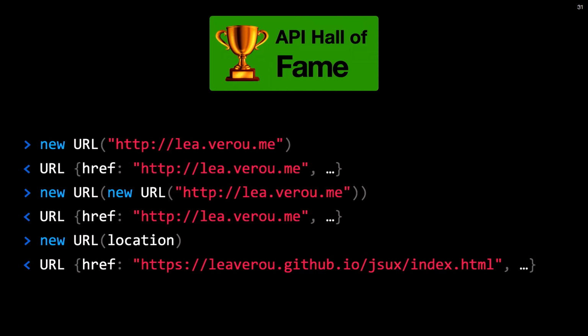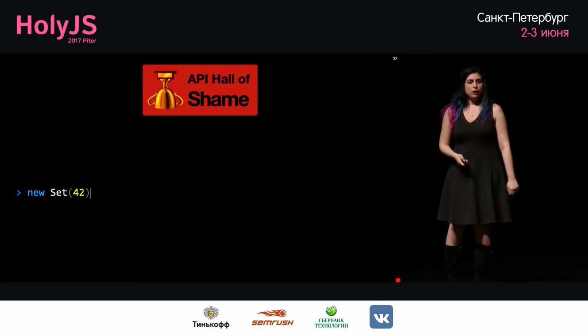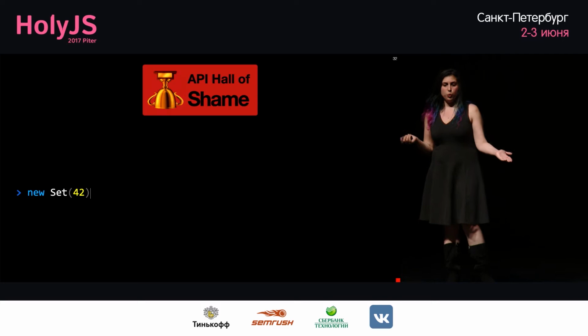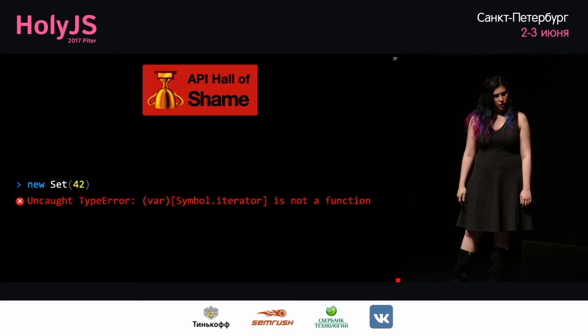Contrast that with, for example, the Set constructor. The first time I used the Set constructor, I wrote something like this. And this was obvious to me. I want to create a set with one element, the number 42. Instead, I got an error. Uncaught TypeError: Symbol.iterator is not a function.